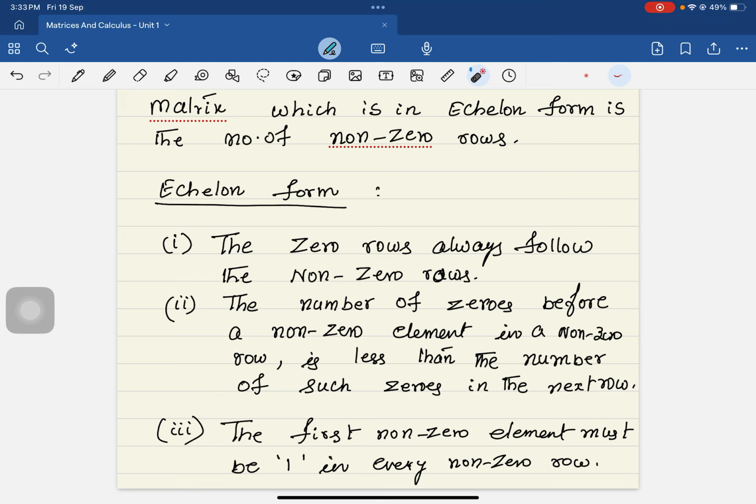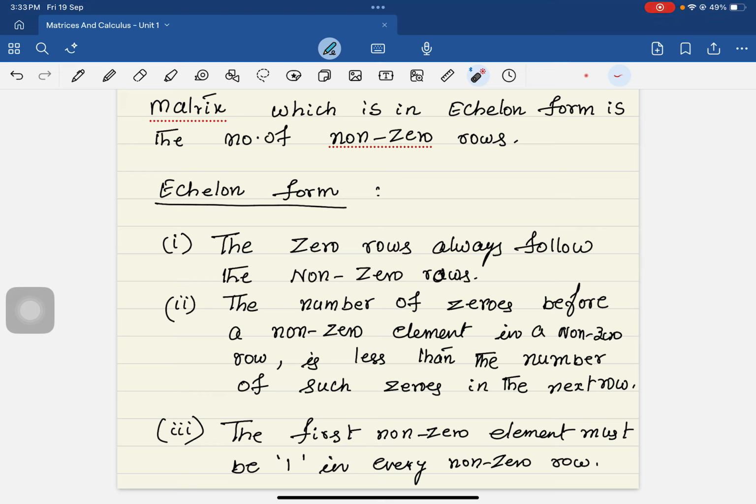Now the echelon form means what? After reducing the given matrix, the zero rows whatever you have, that should be in the last row. It should not be in the first row, or in the second row. Your zero rows must always be in the last row. That is, zero rows always follow the non-zero rows, is your first condition.